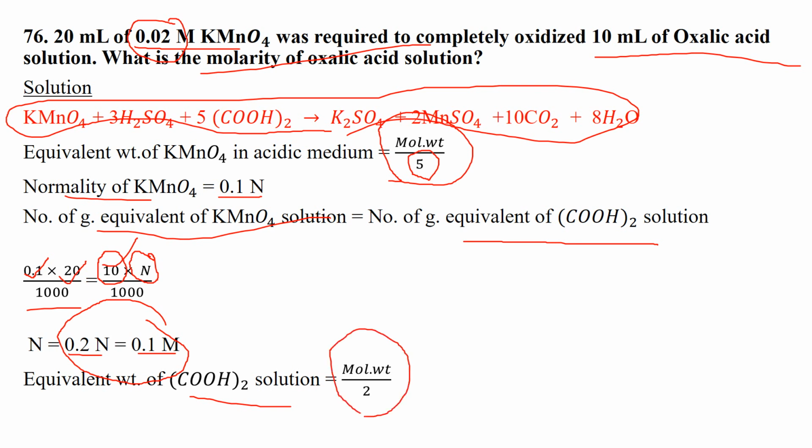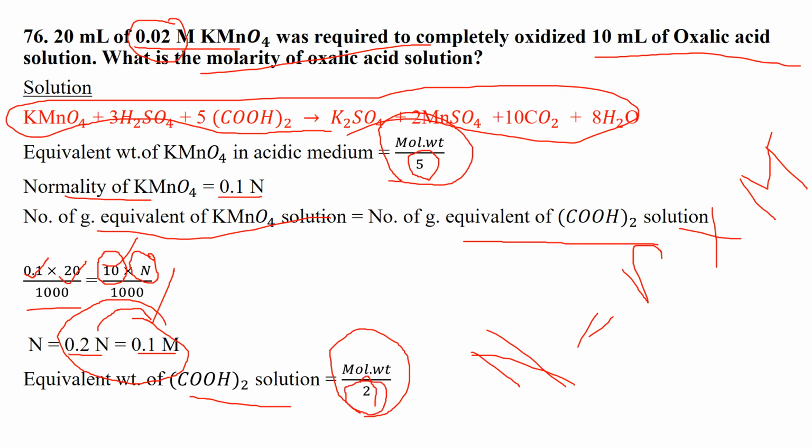So how is this 0.2 converted into 0.1? Let's examine this. Normality is equal to N factor times the molarity, right? So in case of oxalic acid, what is the value of N factor? That is 2. N factor is 2. Then molarity is equal to N by n. Then it is 0.2 divided by n, which means 2. 0.2 by 2 is equal to 0.1. Right?